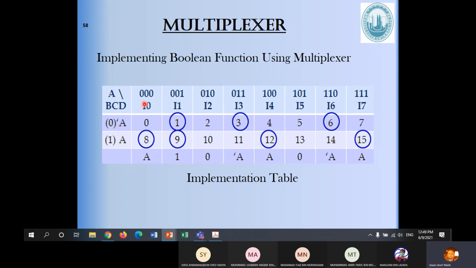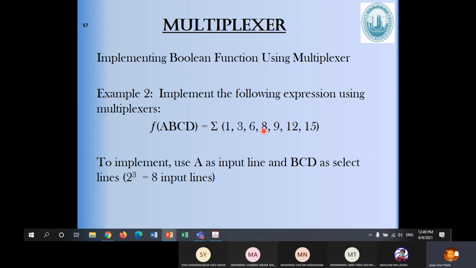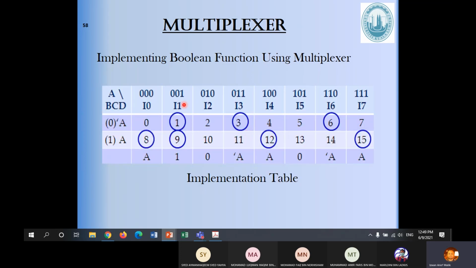A bar dengan A, atas ni I0 sampai I7, starting from 0, 0, 0 until 1, 1, 1. And then you fill in dulu number. 0, 0, 0, 0, kosong, 0, 0, 0, 1, 1, 0, 0, 1, 0, which is 2, 0, 0, 1, 1, 3, and so on lah, 4, 5, 6, 7, sampai 15. And then whichever numbers which are listed down in this sum here, kita bulatkan lah. 1, 3, 6, 8, 9, 12, 15.